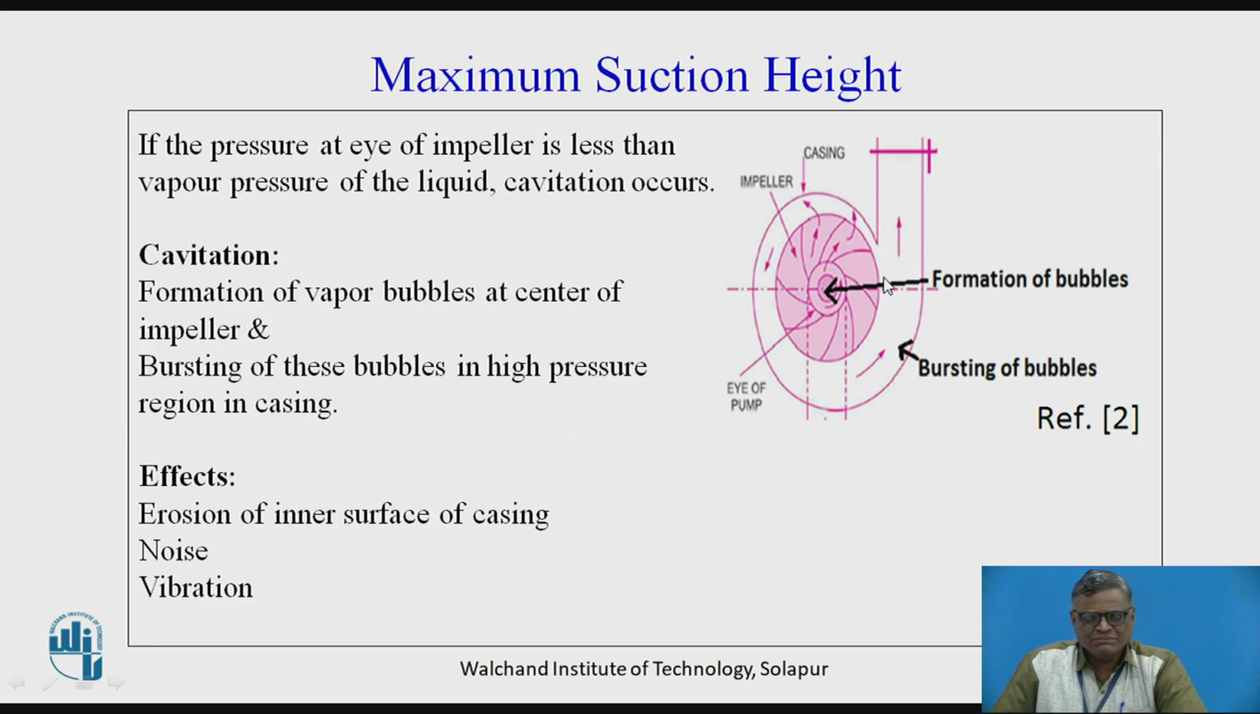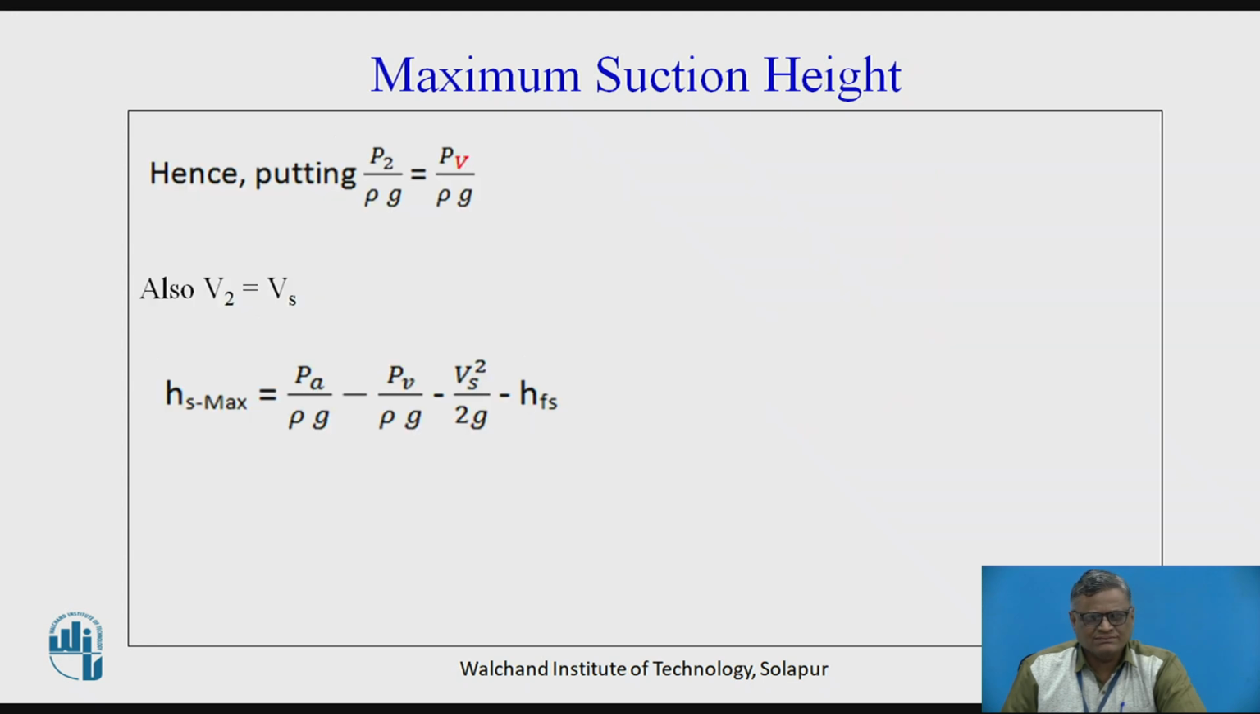If the pressure at the center of the impeller is lesser than the vapor pressure, the liquid gets converted into vapors or bubbles. When these bubbles are carried to the high pressure region, the bursting of these bubbles occurs, and during the bursting, erosion of the inner surface of the casing takes place. So there will be noise and vibrations. To avoid that, we should take the extreme value that is allowed at the center of the impeller, that is, P2 by rho g should be at most PV by rho g.